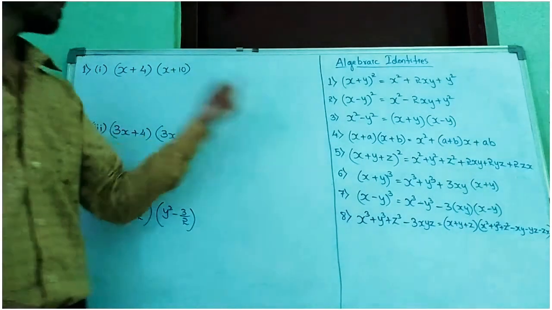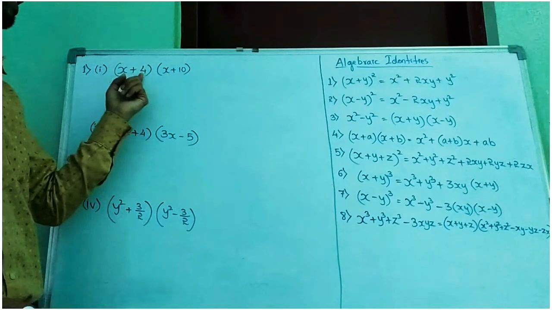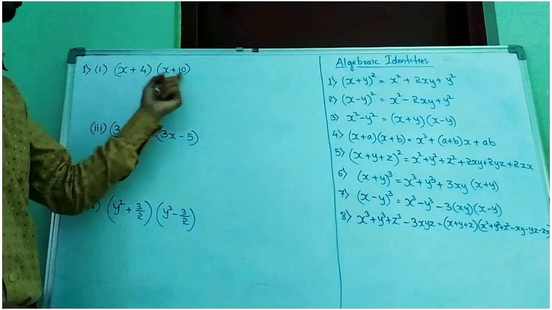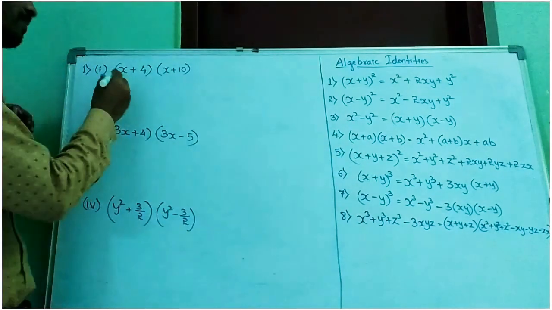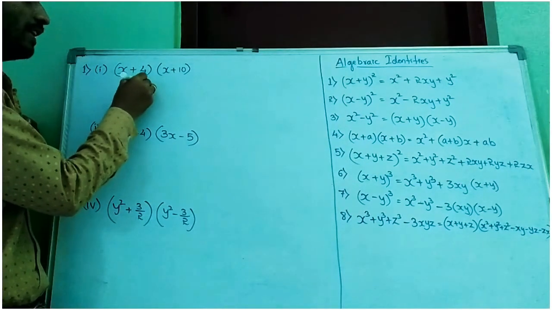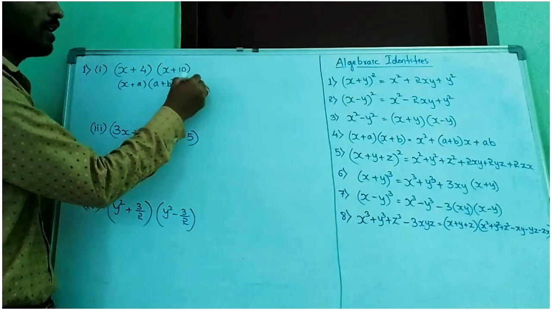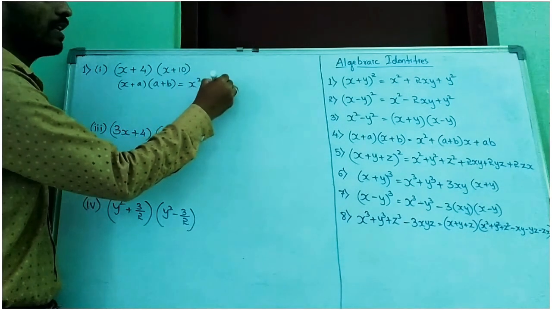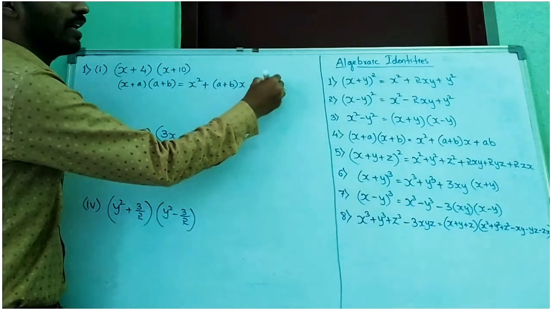See here, (x + 4)(x + 10) means x is the same, but here let's take a as 4, b as 10, which is the fourth identity, that is (x + a)(x + b) gives us what? x² + (a + b)x + ab.